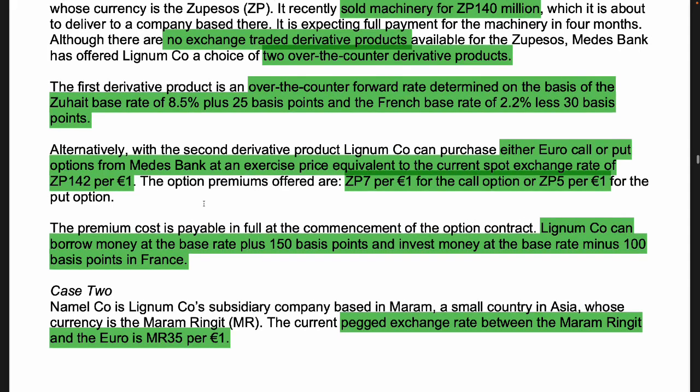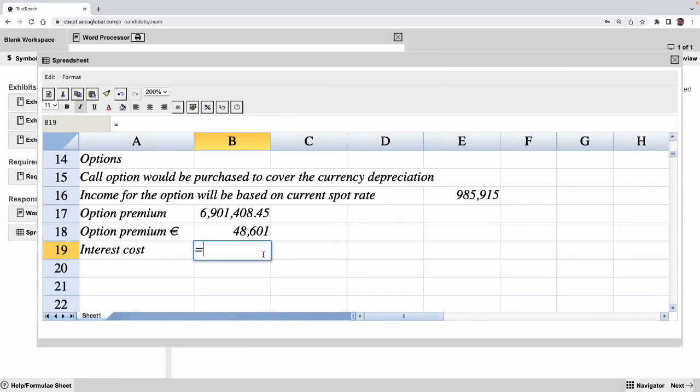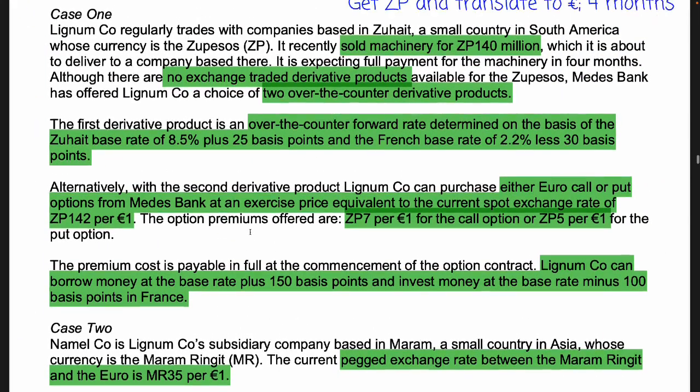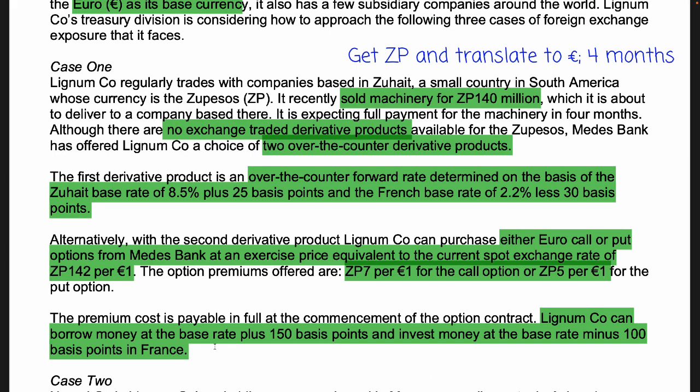Premium cost, commencement option. Lignum can borrow money at base rate of 150 basis points, invest money. So here, $3.7.